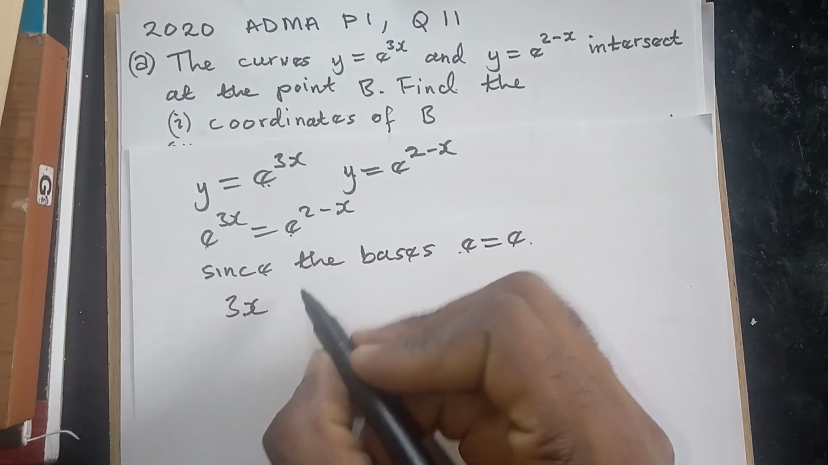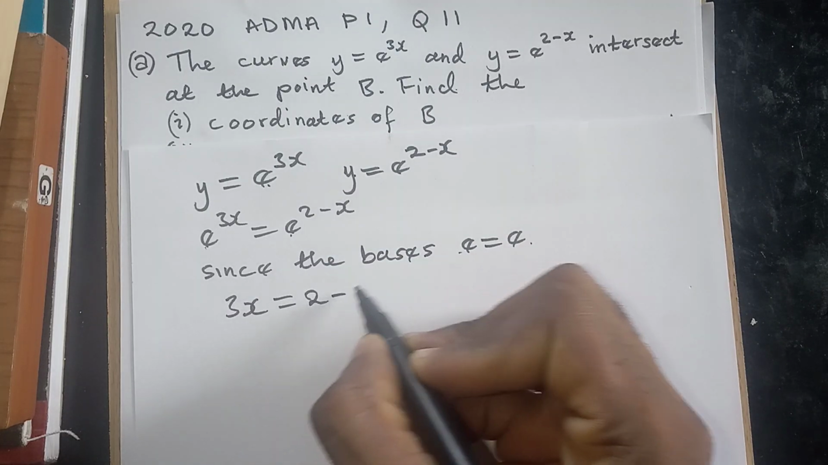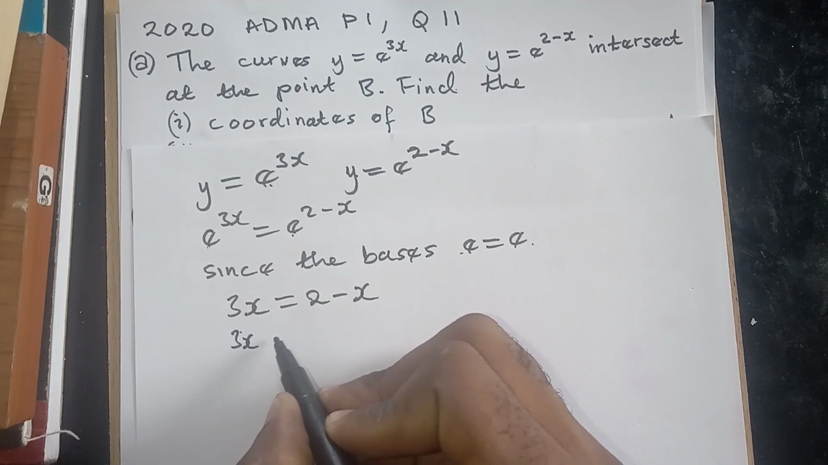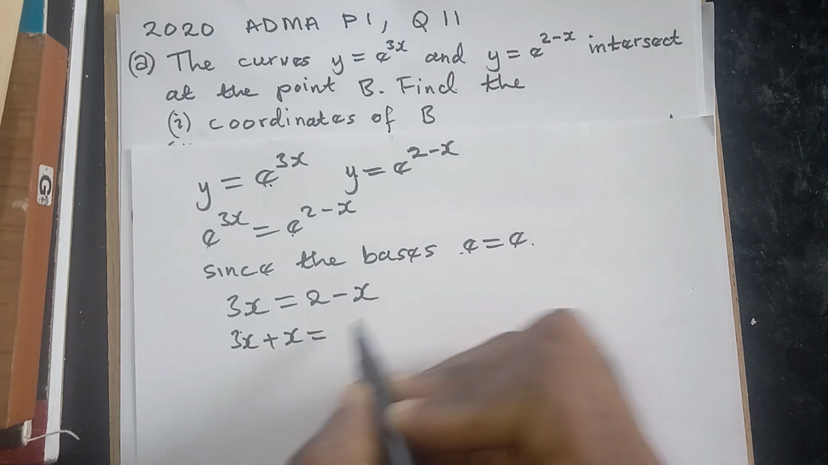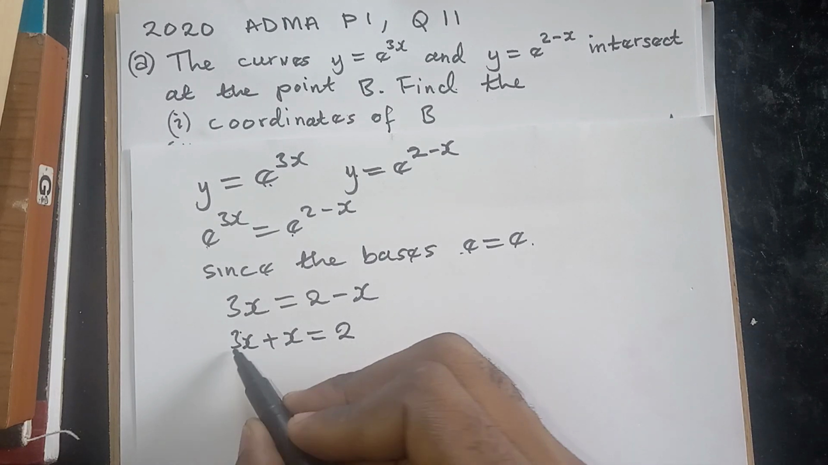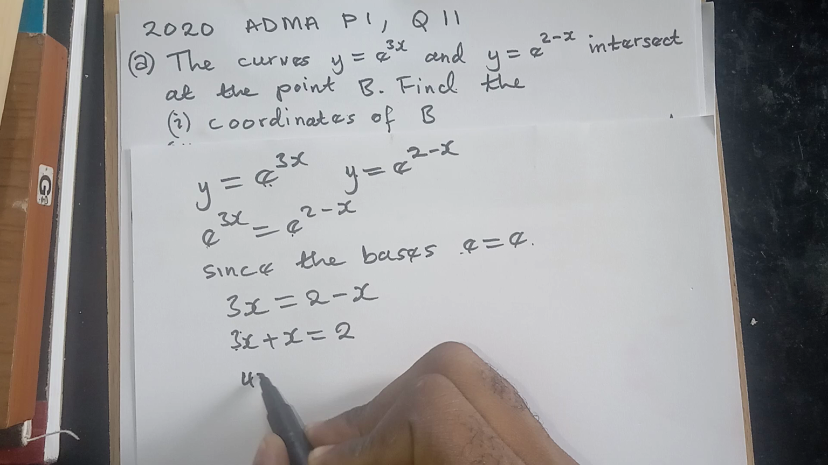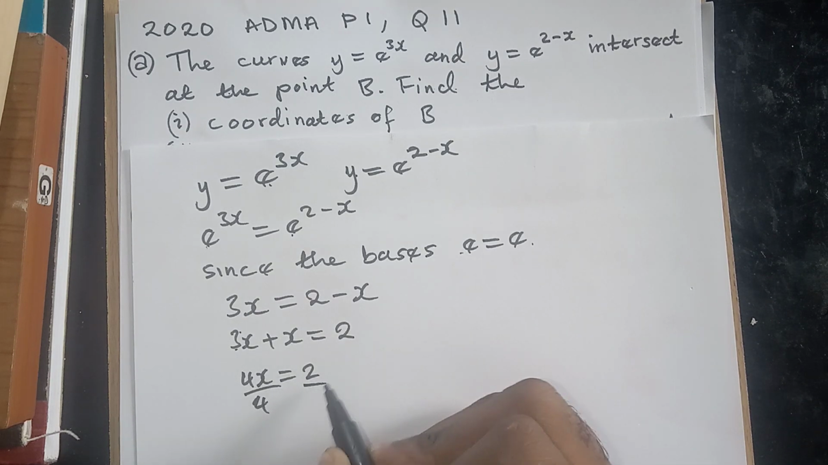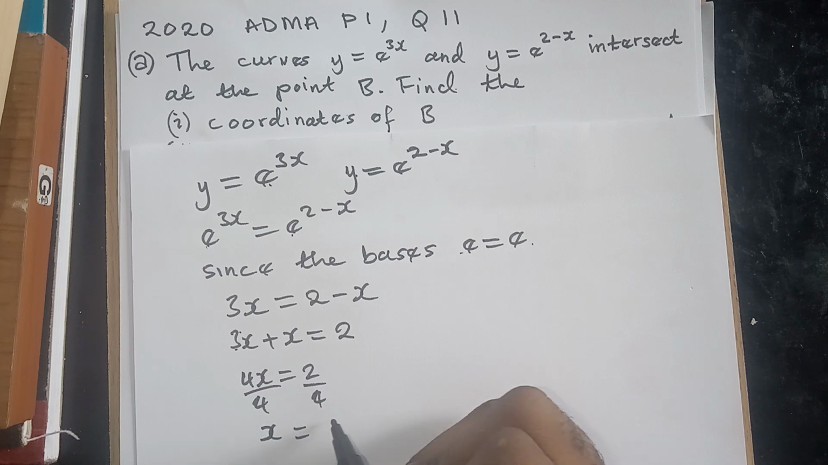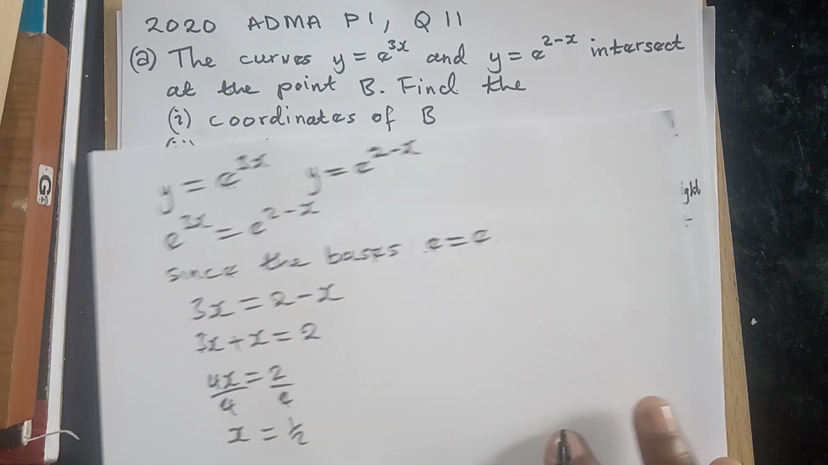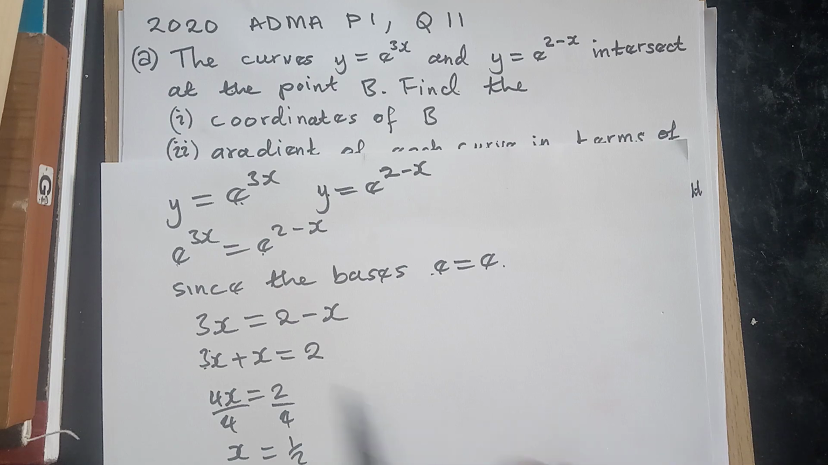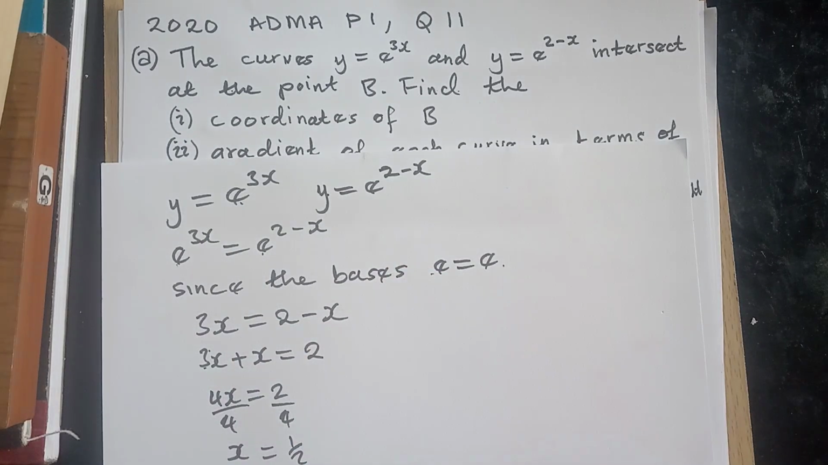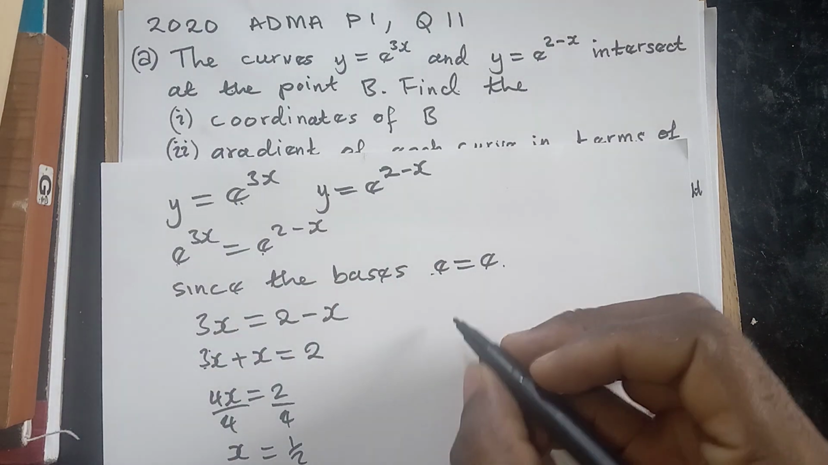So we can say 3x will be equal to this. So you can take the 3x to the other side. Let's just add an x to both sides, and then this plus this will be 4x is equal to 2. Dividing both sides by 4, x will be a half. And then to find your y, you can use any of the two equations. I like picking the easiest, so I'll go for this.